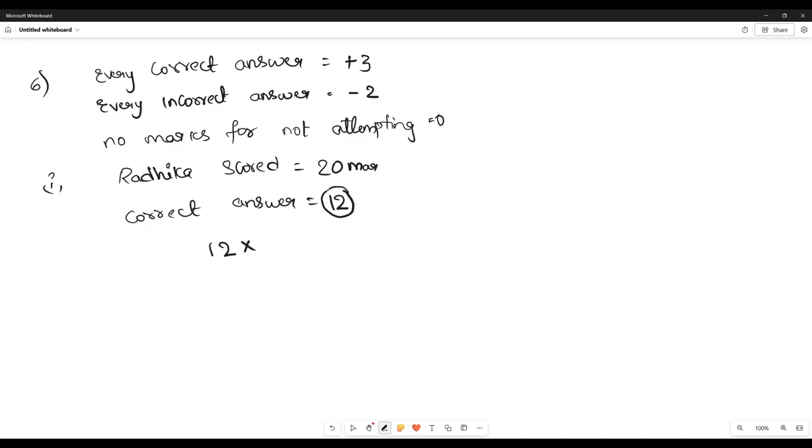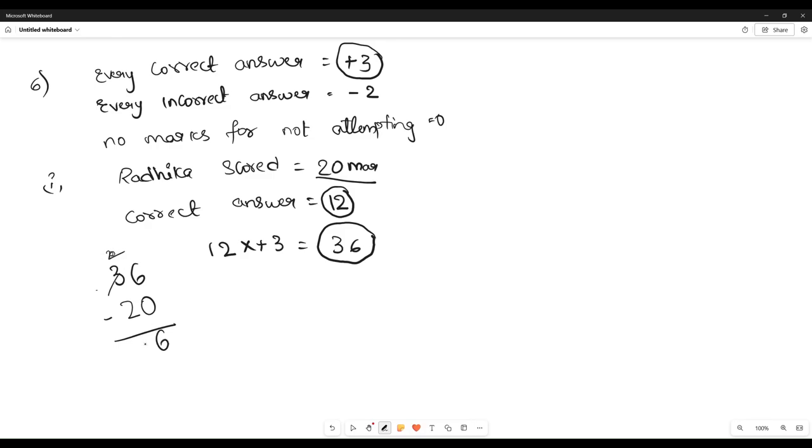Means 12 into what is the mark for every correct answer? Plus 3. 12 threes are 36. For correct answers, she got 36 marks, but she scored only 20. So subtract 20 from 36. How much do we get? 16 marks.